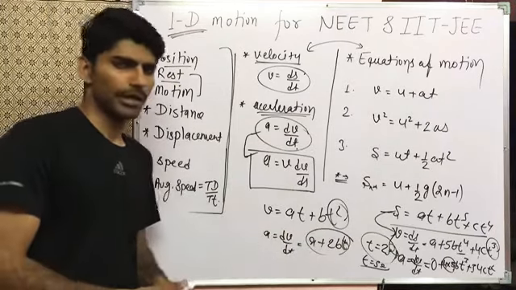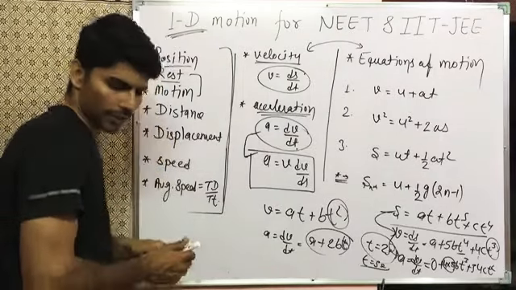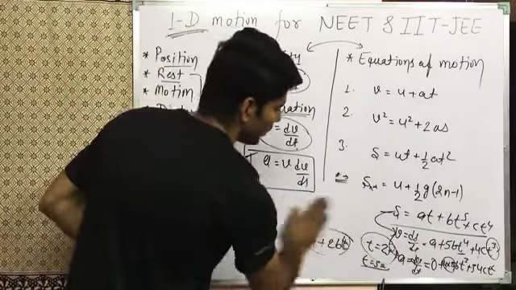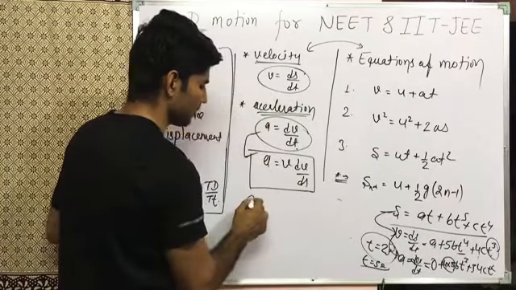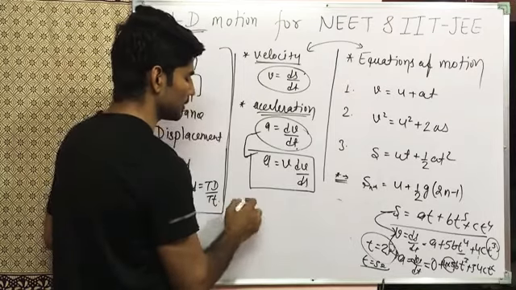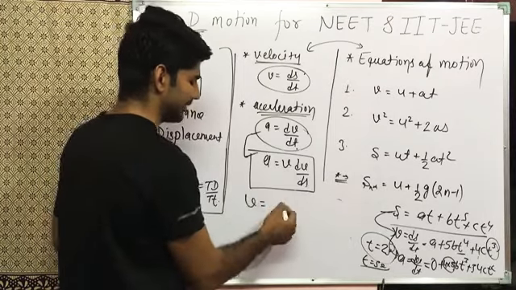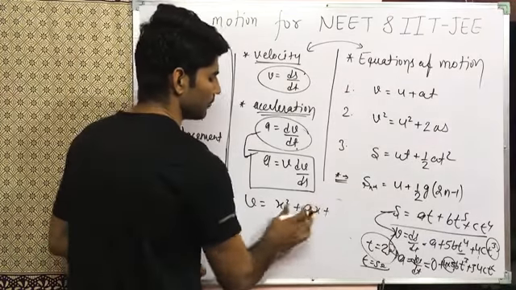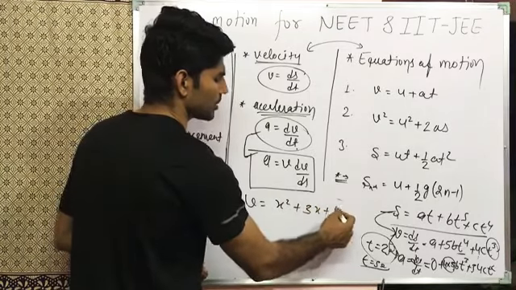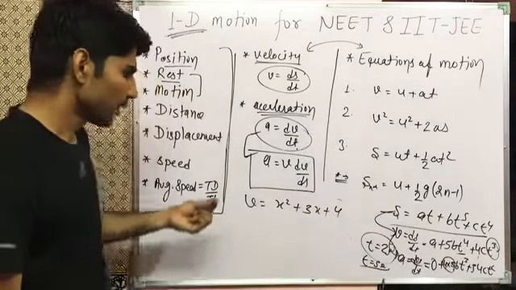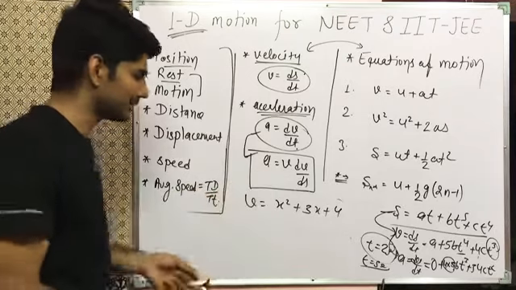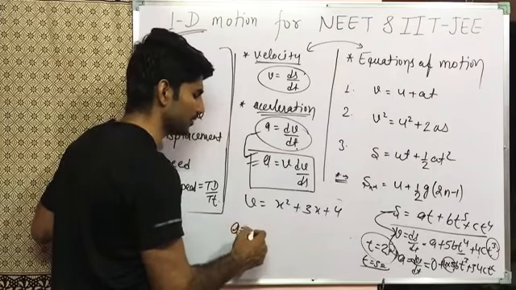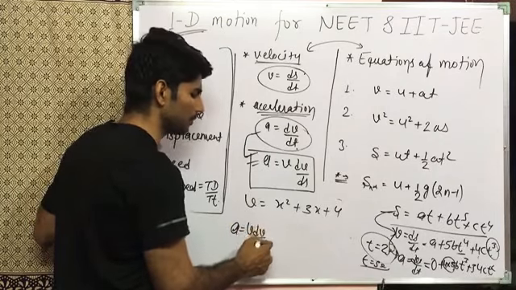So that's how the question may be asked. Sometimes you get the equation of velocity in terms of displacement, like in this format, x square plus 3x plus 4. Then you are asked to find the acceleration, and in that case you will use this formula. According to this formula, acceleration will be v dv by ds.